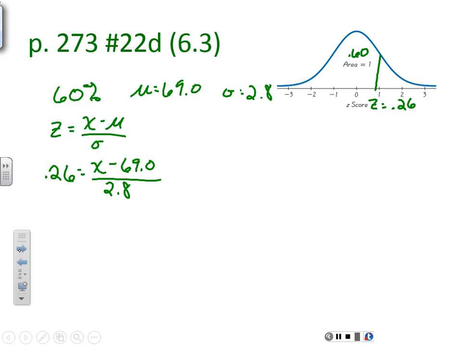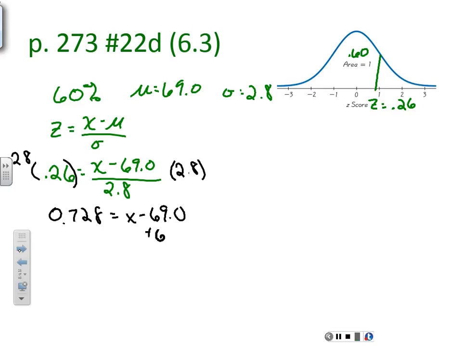Like I said, this is where you get to do a little bit of algebra. To solve this for x, we're going to multiply both sides by the 2.8. Then to solve for x, we're going to add the 69 to both sides. And so this is telling me that a man that is 69.728 inches tall is going to be able to walk through without having to bend over.